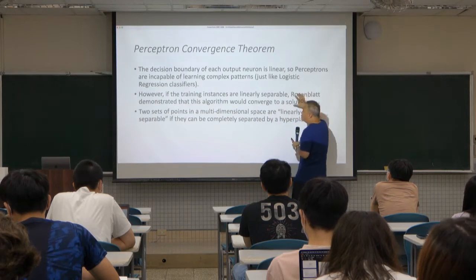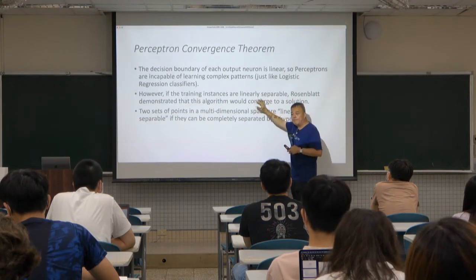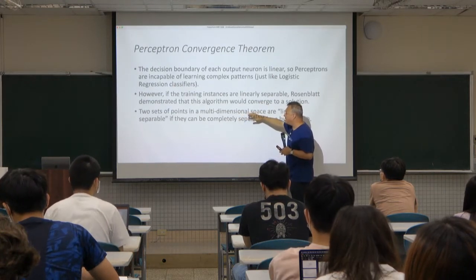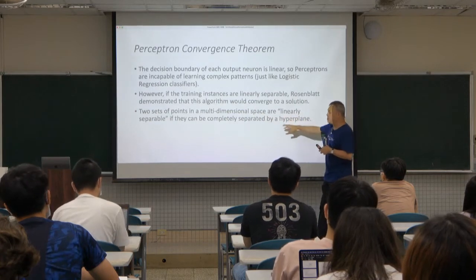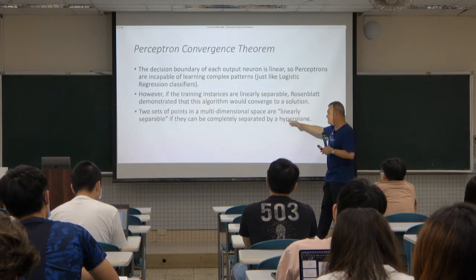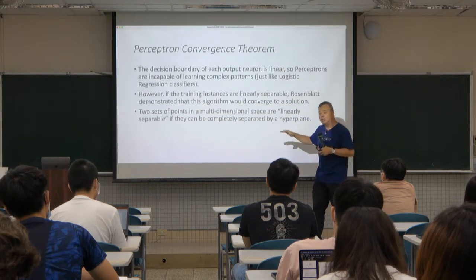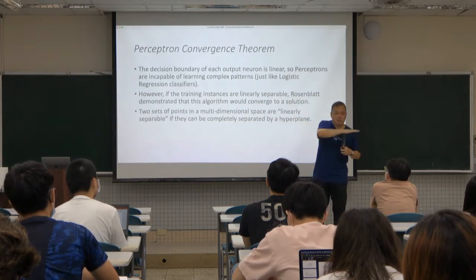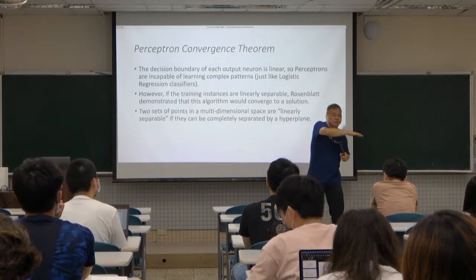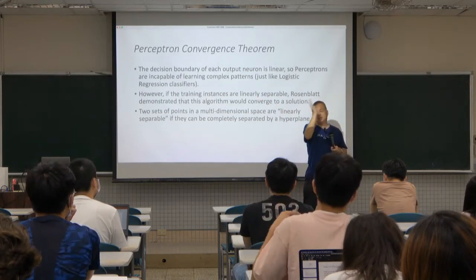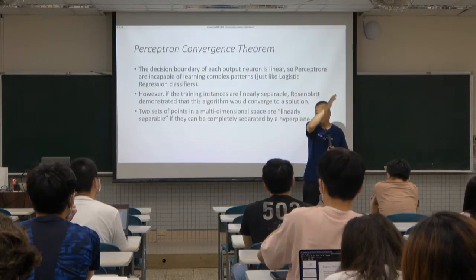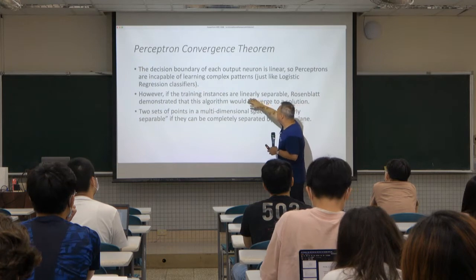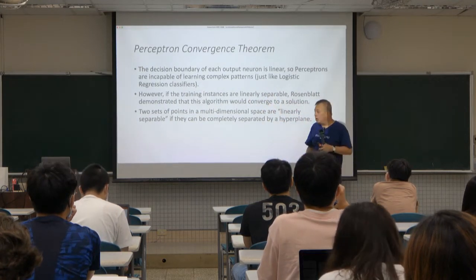So what do we mean by linearly separable? We say two sets of points in a multi-dimensional space are linearly separable if they can be completely separated by a hyperplane. If you have many points in two dimensions, and you can draw a line to break these two sets of points into two different half spaces, then we call this linearly separable.